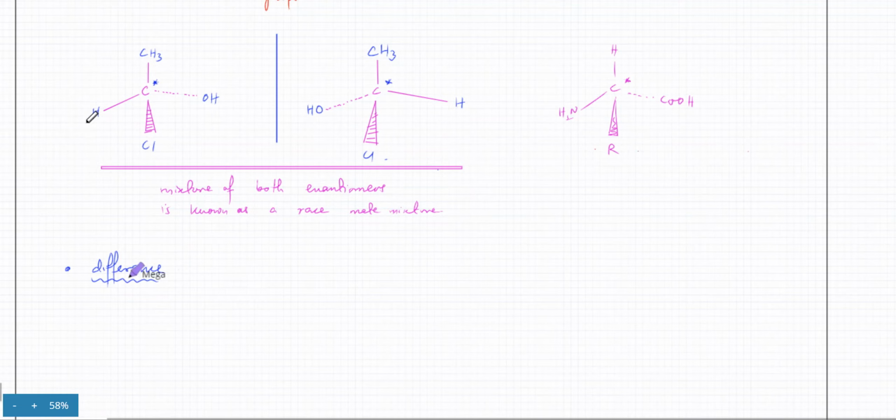So what's the difference between enantiomers? There's not much of a difference, except when you have very complicated molecules. So the difference that you can have is that both enantiomers rotate plane polarized monochromatic light in different directions.